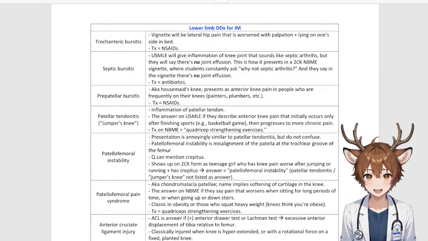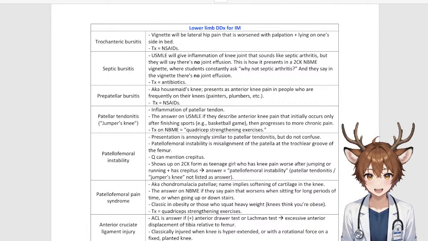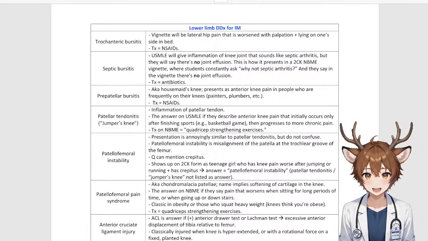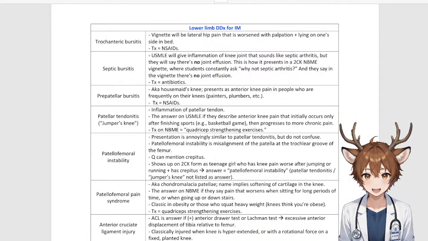Patellar tendonitis, or jumper's knee, is inflammation of the patellar tendon. The answer on USMLE, if they describe an anterior knee pain that initially occurs only after finishing sports, that is to say, a basketball game, then progresses to more chronic pain, treatment on NBME would be quadriceps strengthening exercises.